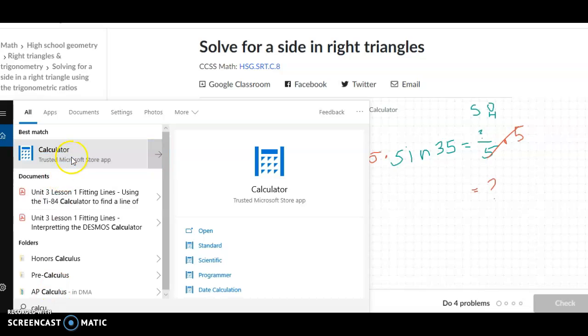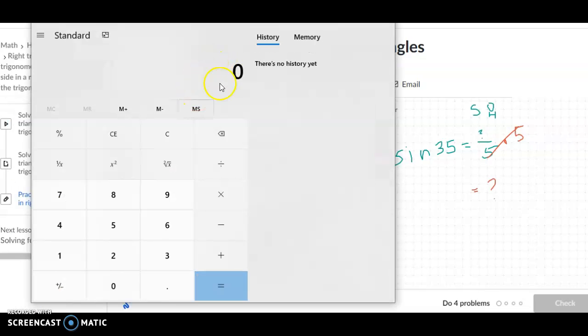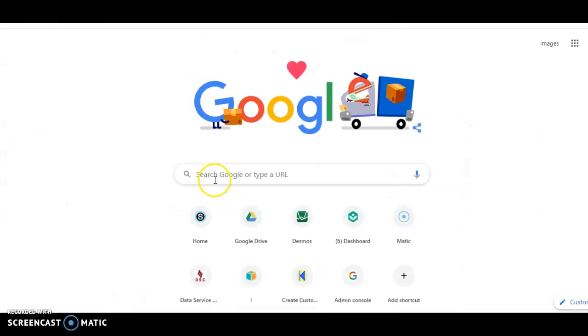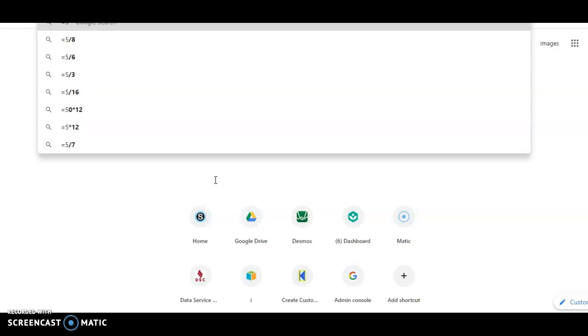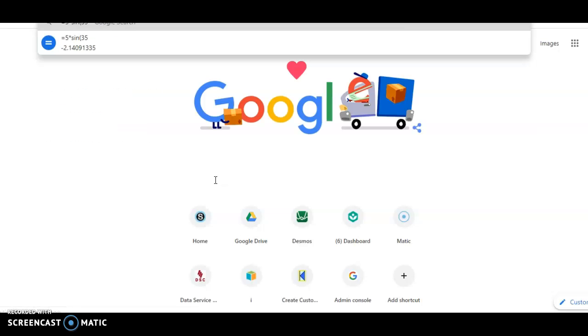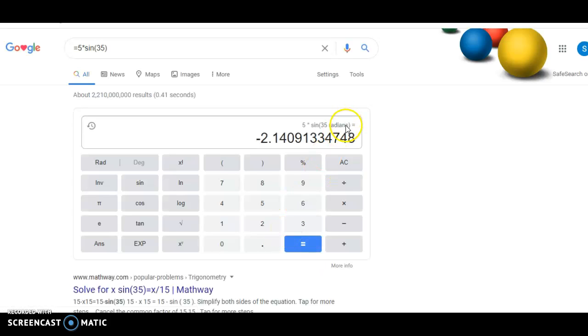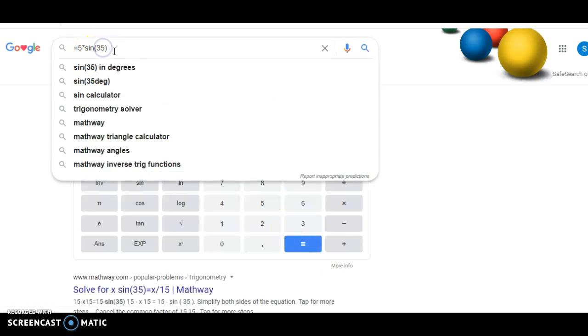Let's see if our calculator will do it. If you don't have a calculator, you can just do this. It says 5 sine 35 equals 5 times sine 35. I think this will do what I want it to do. Oh man, it says radians. What happens if we do degrees?